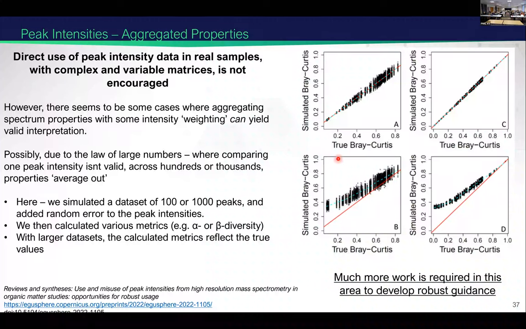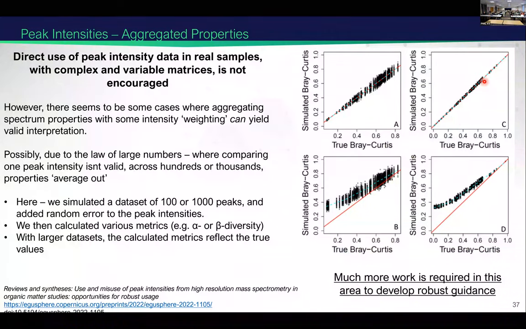And this is all theoretical data, but essentially on the left-hand side is for a simulated 100 peaks with known values, and we randomized their intensities. We added a random error to it. And we get this reasonably good correlation, but there is some uncertainty between their values. But if we repeat this for data sets with 1,000 peaks, so way more features, our uncertainty spread is actually reduced.